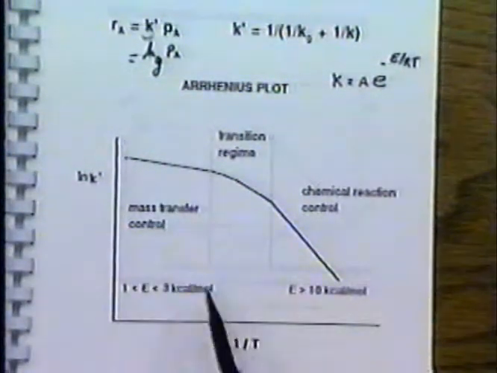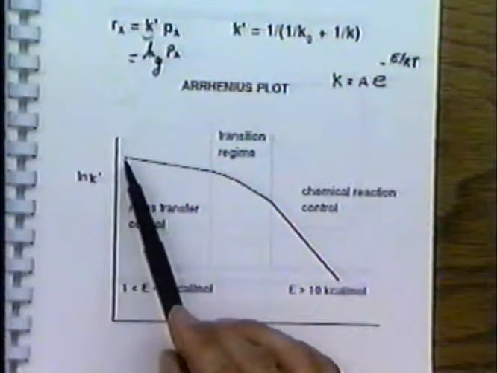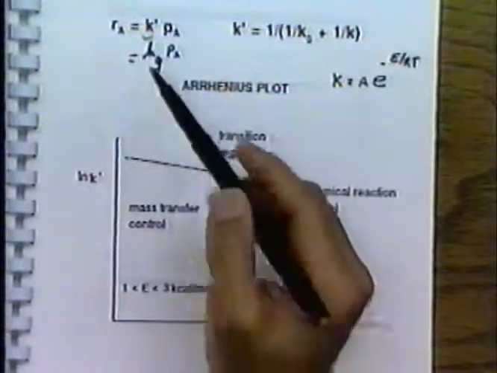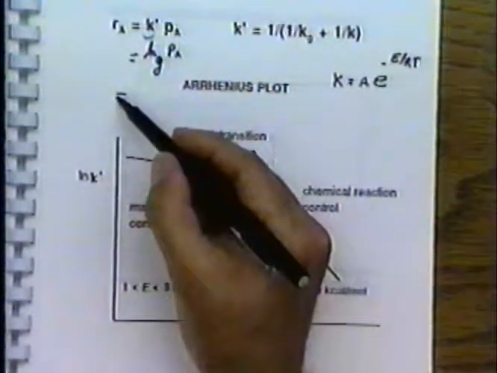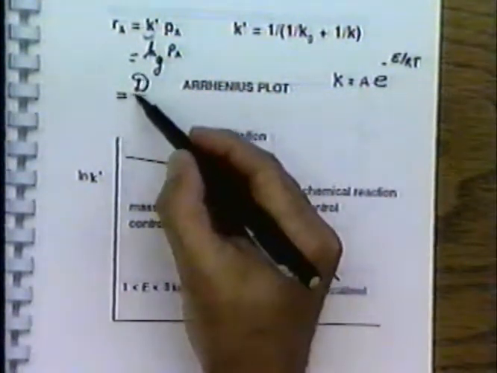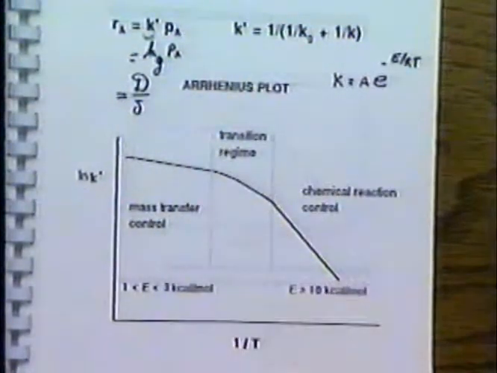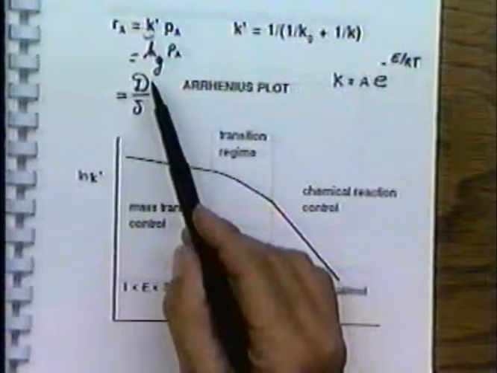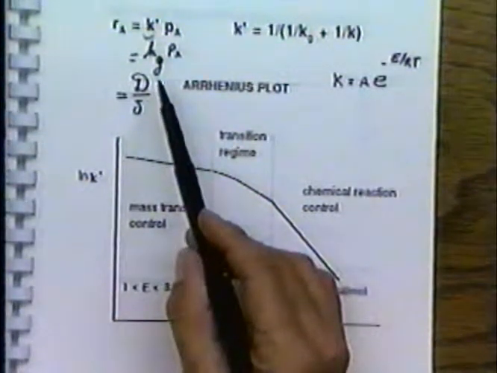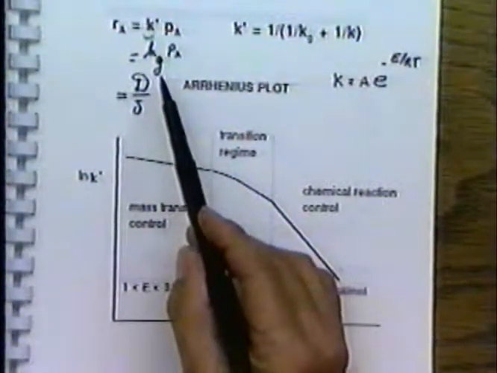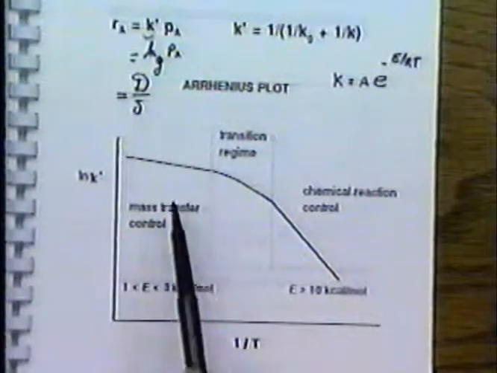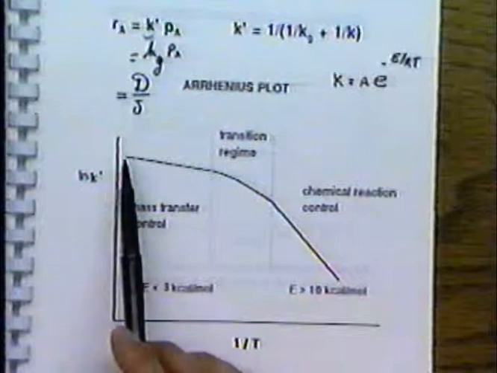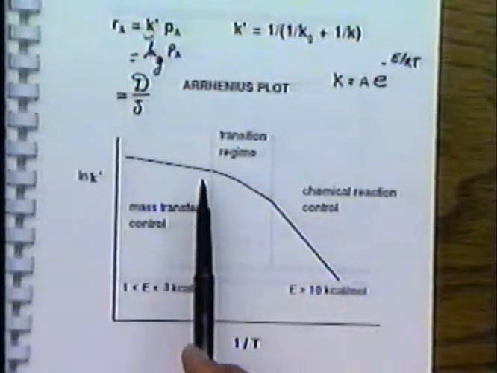And this Arrhenius plot will have a small slope, because this Kg, which you may remember is the diffusion coefficient over film thickness, will be weakly dependent upon temperature. The diffusion coefficient is weakly dependent on temperature. Therefore, in the mass transfer control regime, the slope of the Arrhenius plot is small.